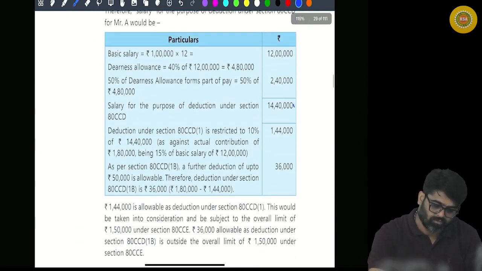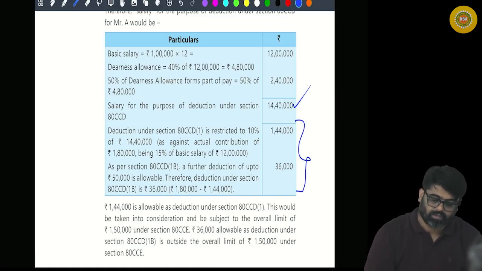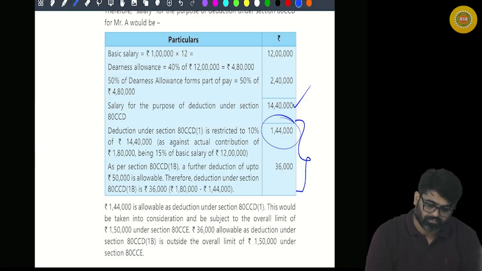Please check. See, 14 lakh 40 is your salary. Okay? Now, here, see what they have done. They have first claimed under section CCD 1 and the balance they are claiming under 1B.